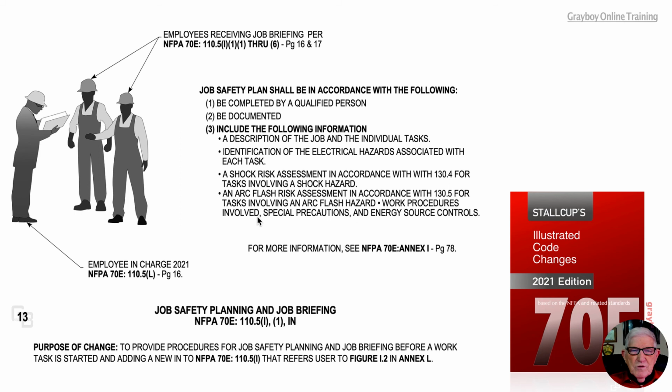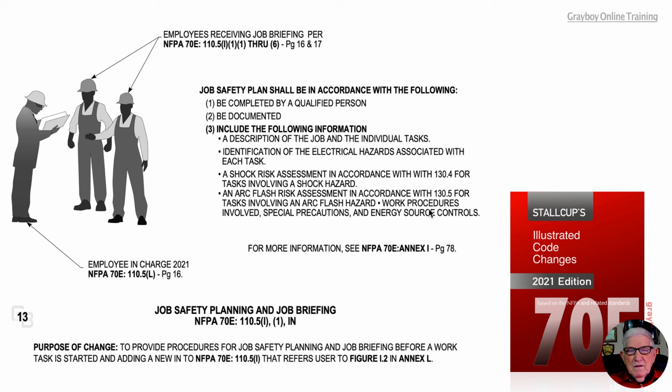Work procedures involve special precautions and energy source controls. Now, we know 130.5 gives us the information needed to perform an arc flash hazard assessment. But to determine how to do that and what formulas would be used to perform such a task, we would go to the Annex D. And the Annex D, as in dog, has formulas there based upon the type of task that's being performed and on the particular type of equipment.